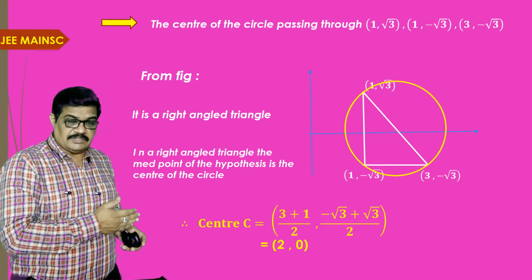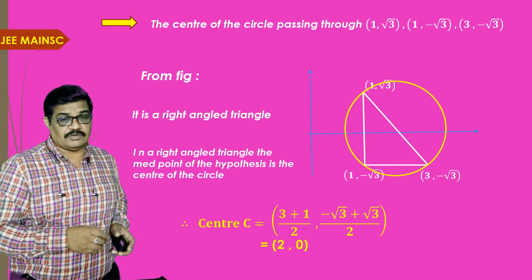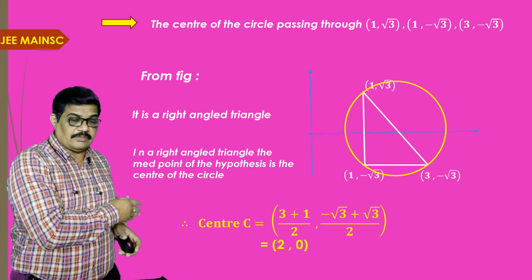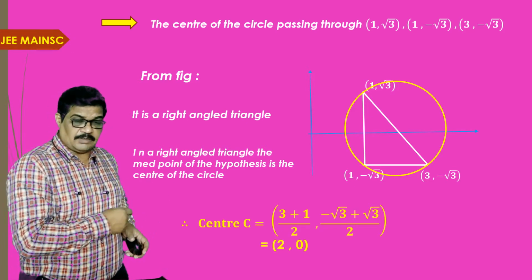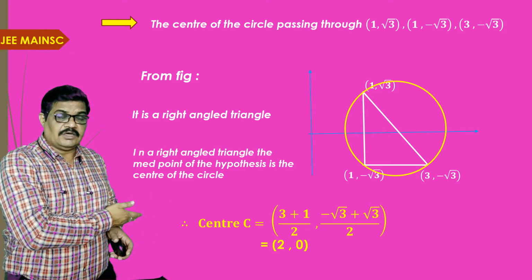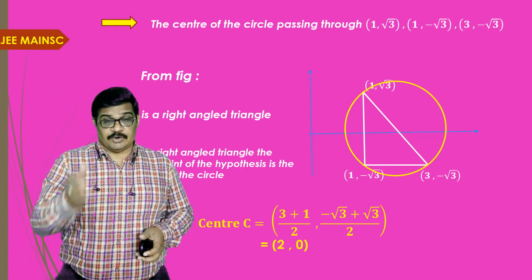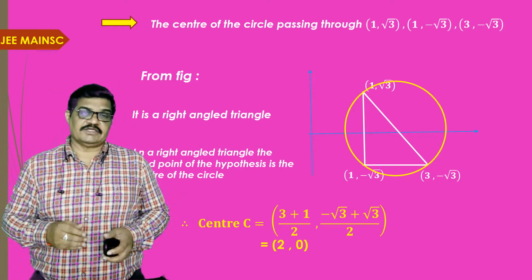So what is the center of the circle? The midpoint of (1, root 3) and (3, minus root 3). So from that, (3 plus 1) by 2, (minus root 3 plus root 3) by 2. That gives us (2, 0). That is the center of the circle passing through the given 3 points.